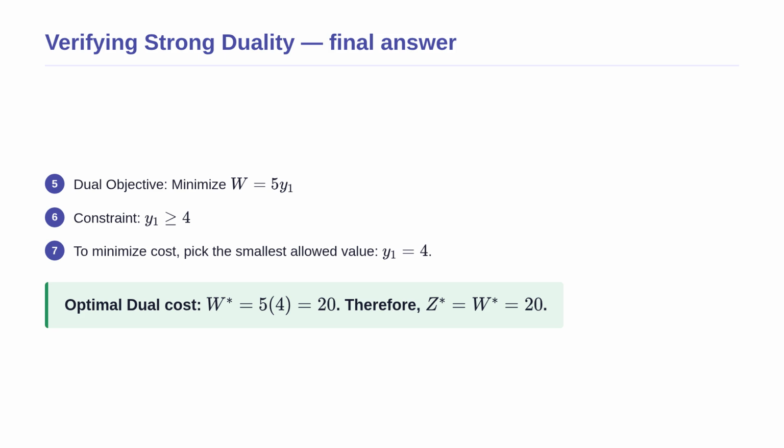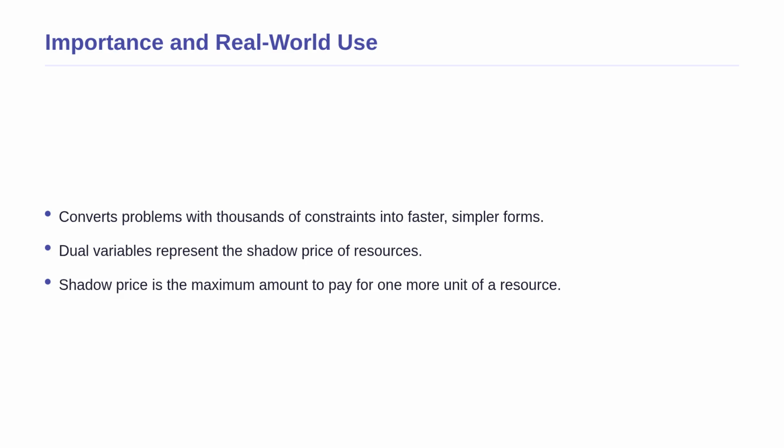As we can see, both the primal and the dual give the exact same final answer of 20. This perfectly demonstrates the theorem of strong duality in action. So we have proven that these optimal values match perfectly. This brings us to an important question. Why do we go through the trouble of creating this mirror image?